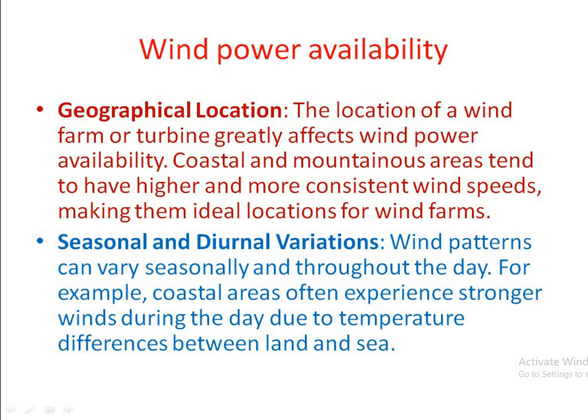Third comes geographical location. The location of the wind farm or the turbine greatly affects the wind power availability. As you see, coastal and mountainous areas tend to have higher and more consistent wind speeds, making them ideal locations for wind farms. Then seasonal and diurnal variations. The wind patterns can vary seasonally, as all of us know, and throughout the day. For example, coastal areas often experience stronger winds during the day due to temperature difference between land and sea.